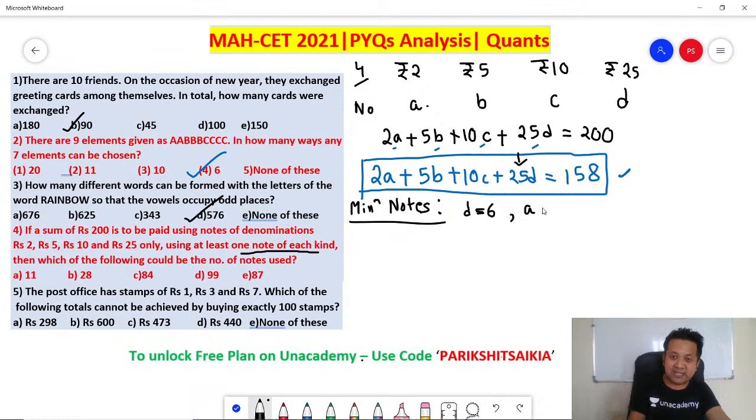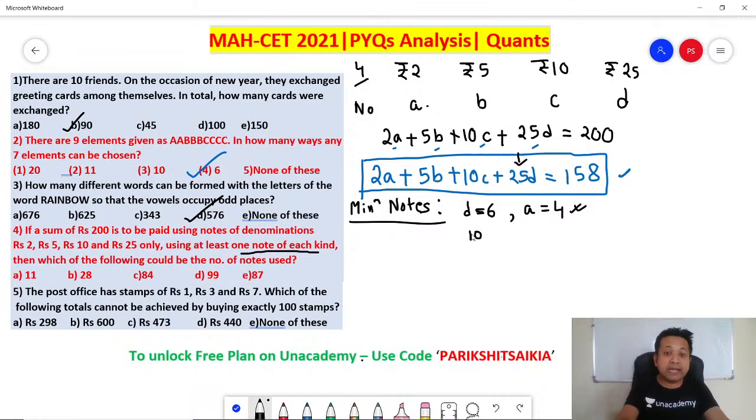It can be A is equal to 4. Will you agree? So minimum is when D is highest. D can be 6. In that case, A is 4. So how many notes did you use? B and C are 0. So how many notes have you used? 10 notes. 6 plus 4, 10.